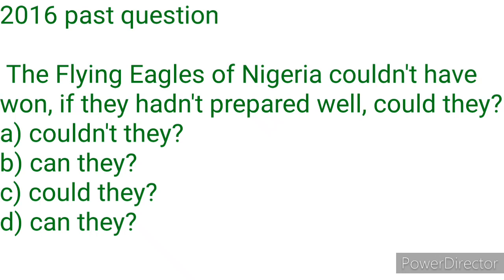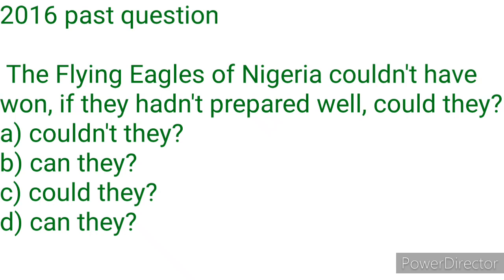Remember our rule. The auxiliary verb in the statement has to have the same tense as the auxiliary verb in the question tag. Now, you struck off option A and option D because they do not obey this rule. Now, we are left with option B, couldn't they? And option C, could they? These two options are in the past tense.